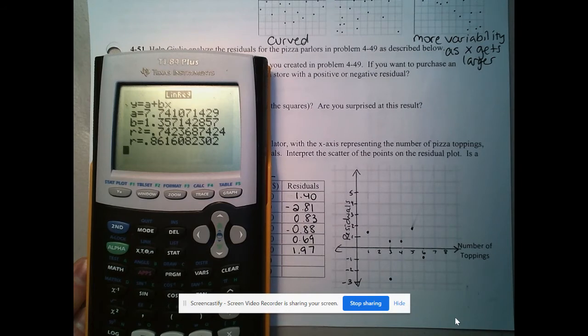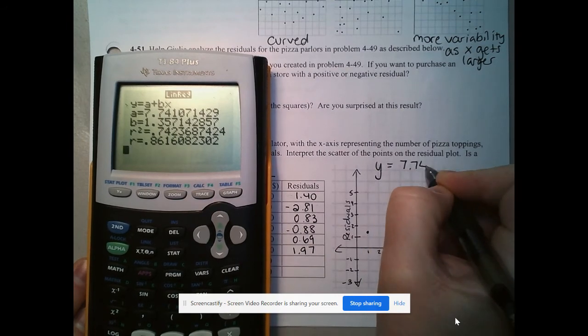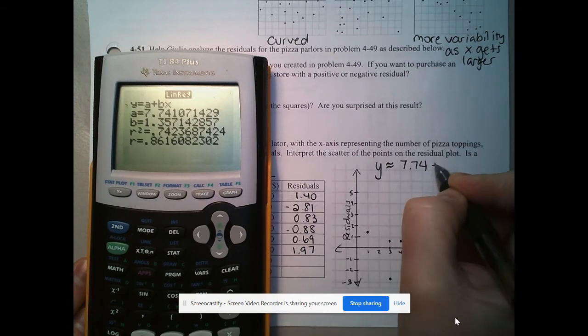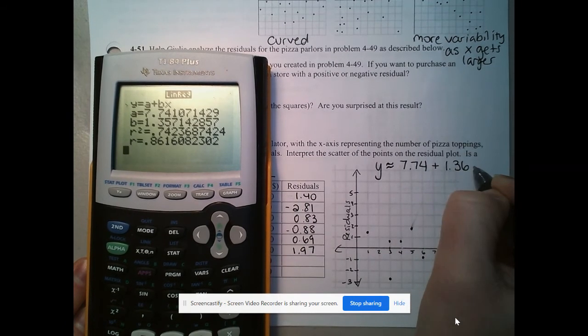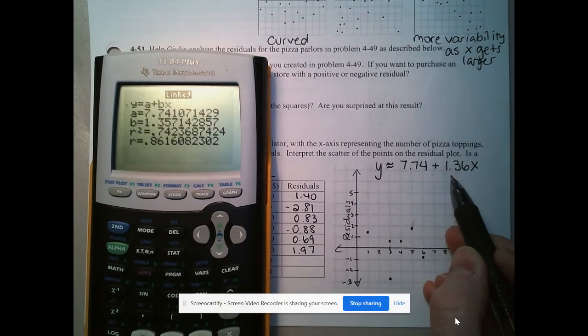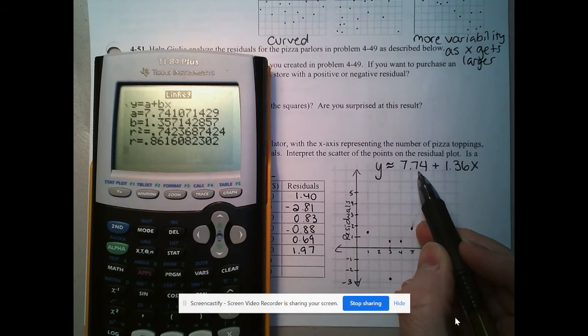I have y equals approximately 7.74, since I'm going to round these numbers, plus 1.36x. Remember, we said that meant that we should be charging about $1.36 for each extra topping, and that the fitted line showed us that a standard pizza with 0 toppings was $7.74.